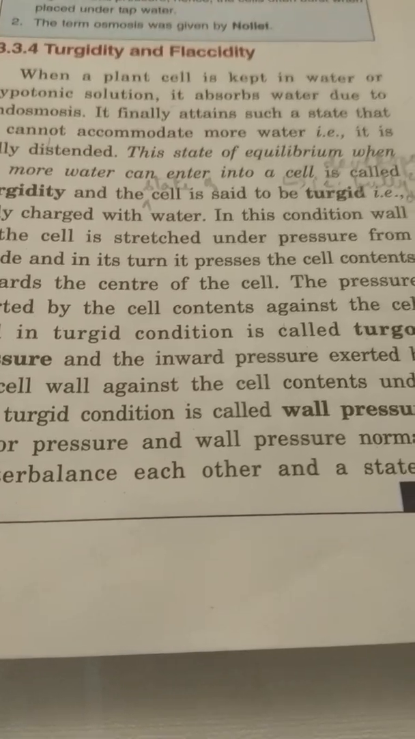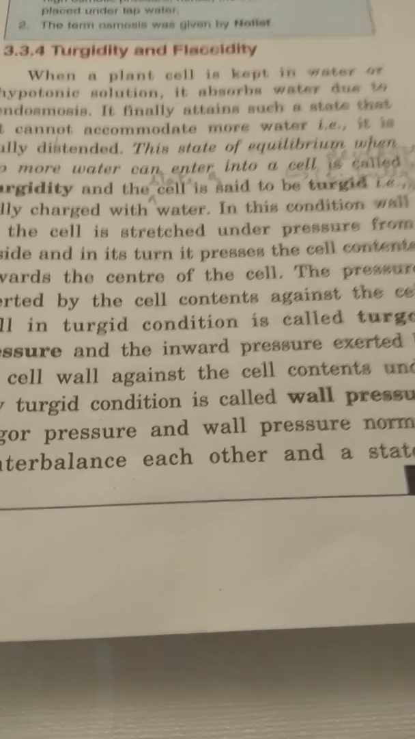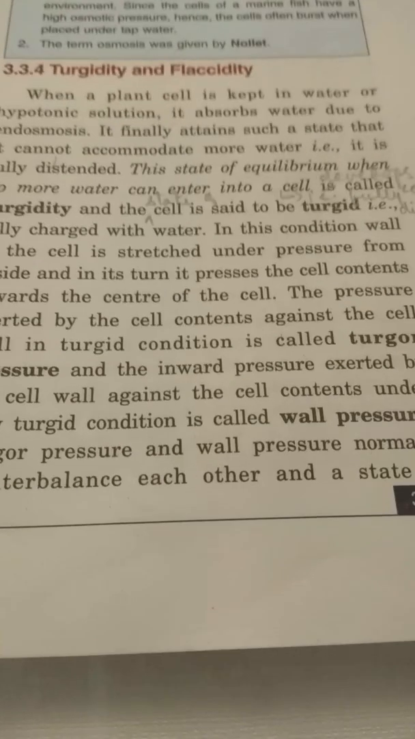Finally, a state will come when the cell will not accommodate any more water. That is, it is fully swollen, distended, fully charged with water. This state of the cell, when it cannot accommodate any more water and is fully charged with water, is called a turgid cell. And the condition developed due to a turgid cell is called turgidity.